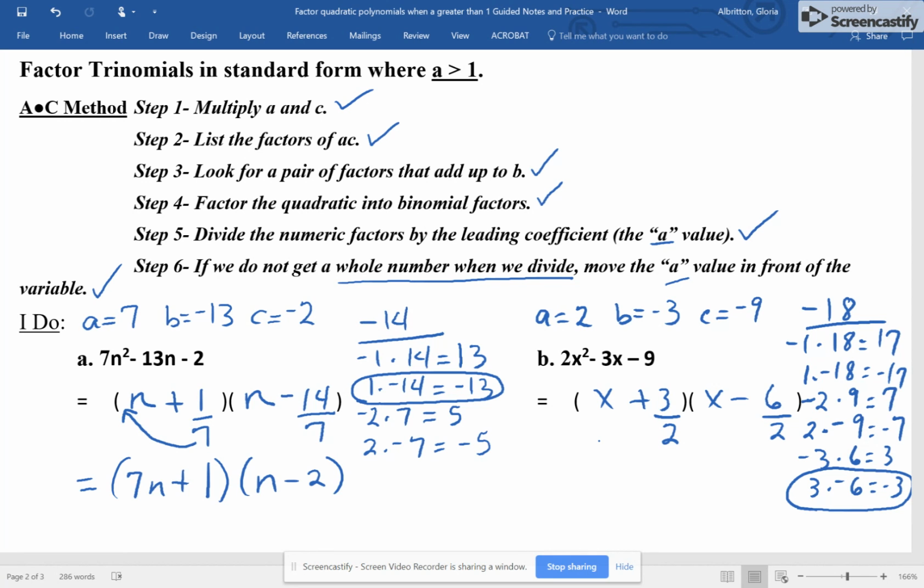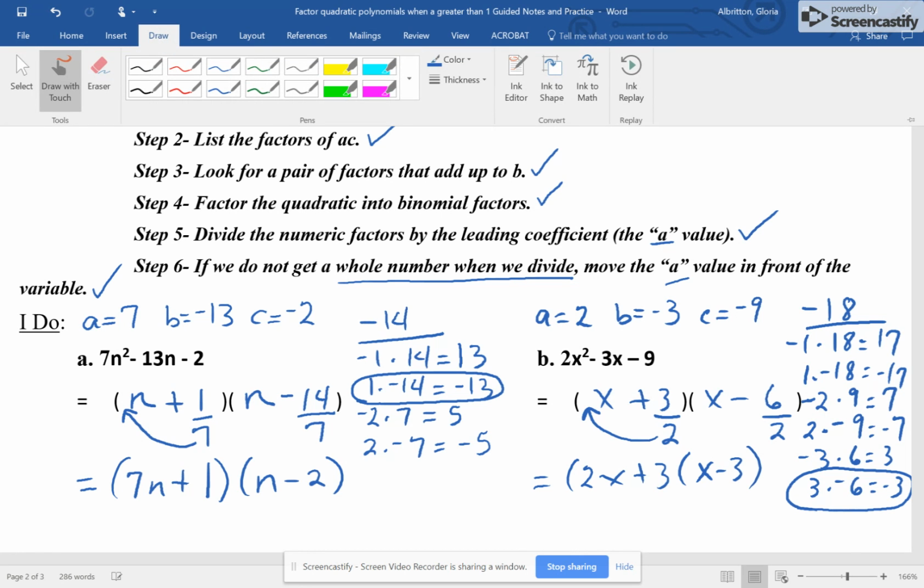Again, if you do not get a whole number when we divide, then we will slide that leading coefficient into the front of the variable. And 3 over 2 does not give us a whole number, but 6 over 2 does. Therefore, our final answer will be 2x plus 3 times x minus 3. All right, let's look at a couple more examples.